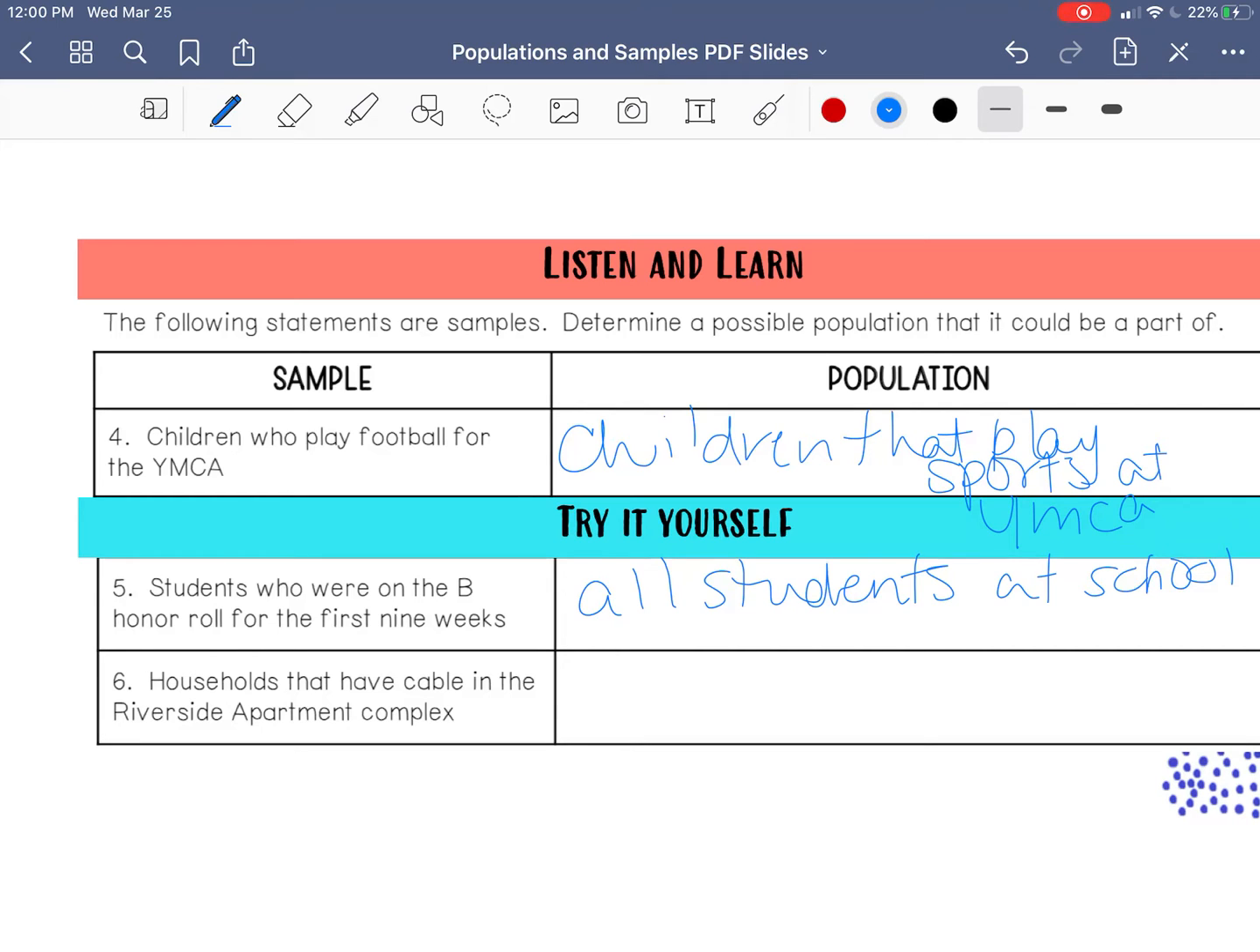Number 6, households that have cable in Riverside apartment complex. That would be a subset of all households at the apartment complex. So if we're looking at an apartment complex that has all the people that live there, the sample would be part of that, by looking at who has cable.